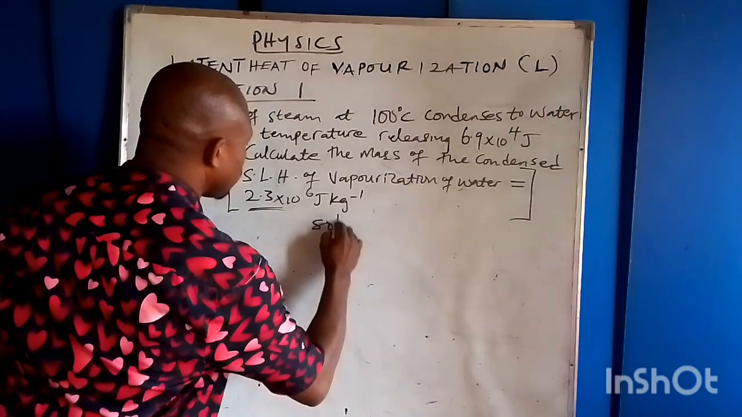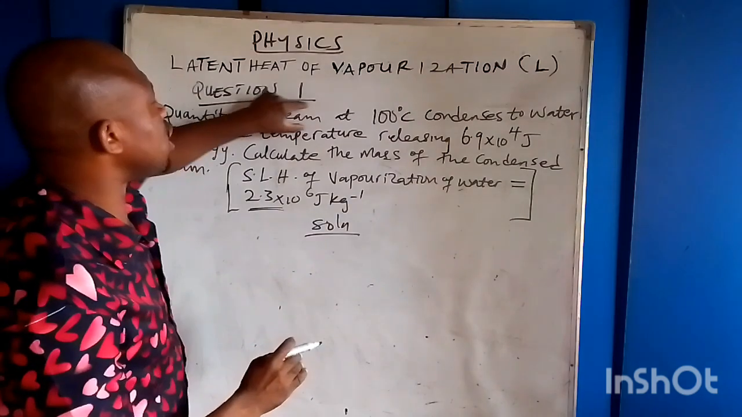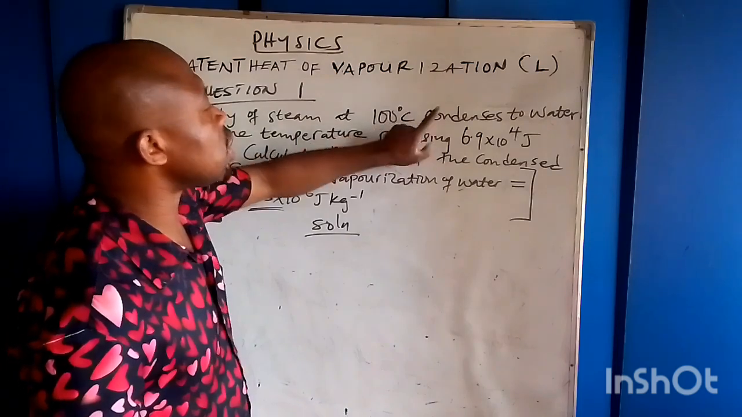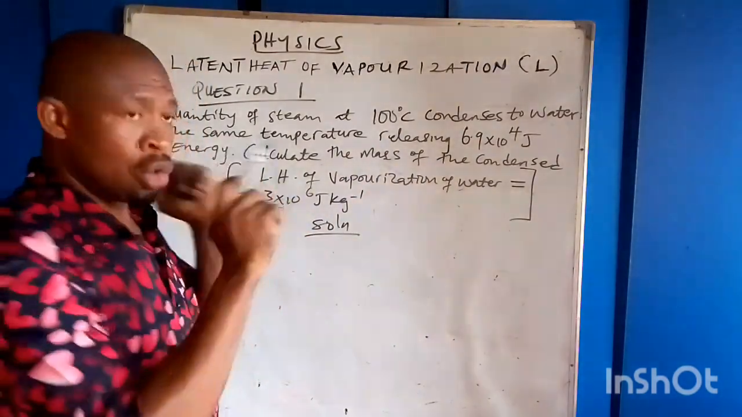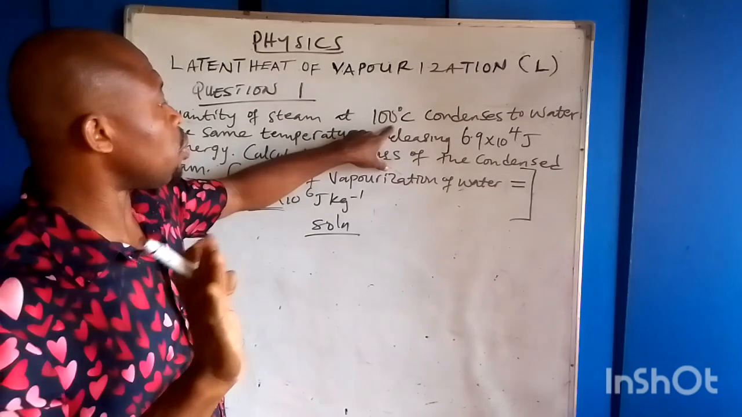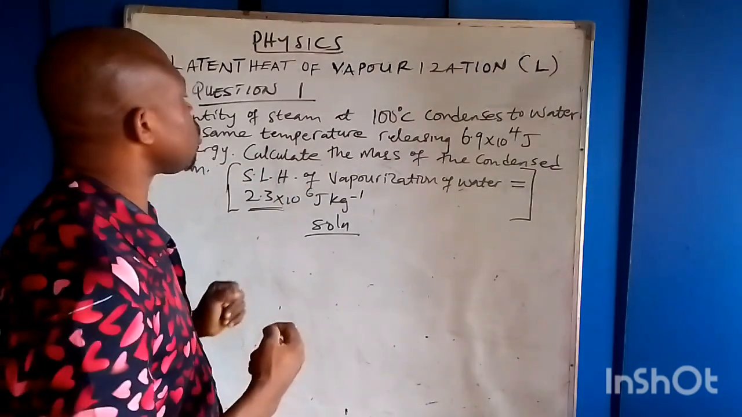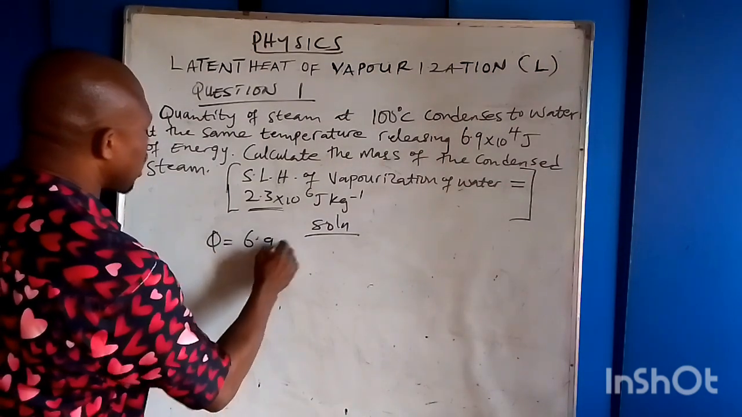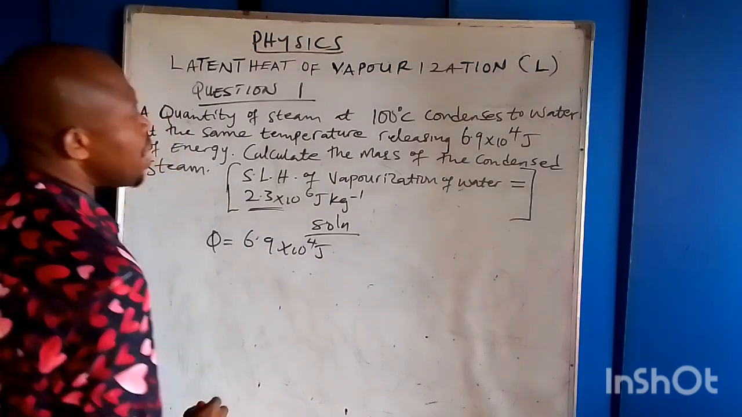Now, solution. Given what we have on the board, the temperature is 100 degrees Celsius, and the steam condenses to water at the same temperature. That means there is no change in temperature. Note it so. That you have 100 here does not mean that you will use it. There is no change in temperature here because it moves from steam to water at the same temperature. The quantity of energy released, Q, is 6.9 times 10 raised to the power 4 joules. Calculate the mass of condensed steam.